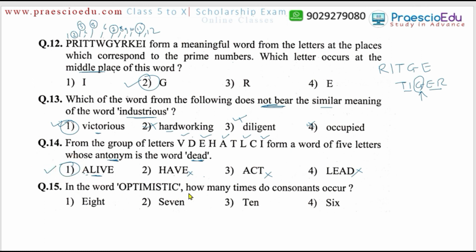In the word optimistic, how many times do consonants occur? Consonants occur how many times? So one, two, then three, four, 5 and 6. Okay, so 6 means option number.